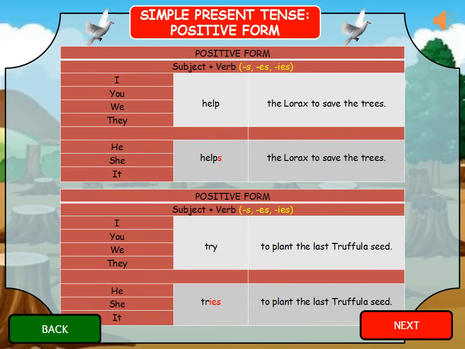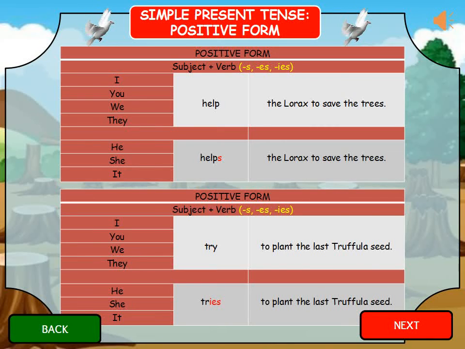Meanwhile, for singular subjects such as he, she, it, the verb needs to add an s. For example, he helps the Loriks to save the trees. She helps the Loriks to save the trees. It helps the Loriks to save the trees.